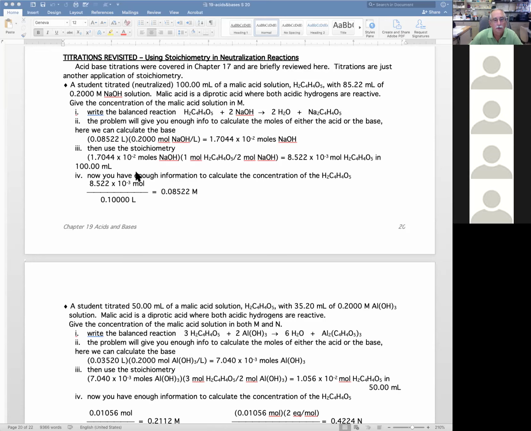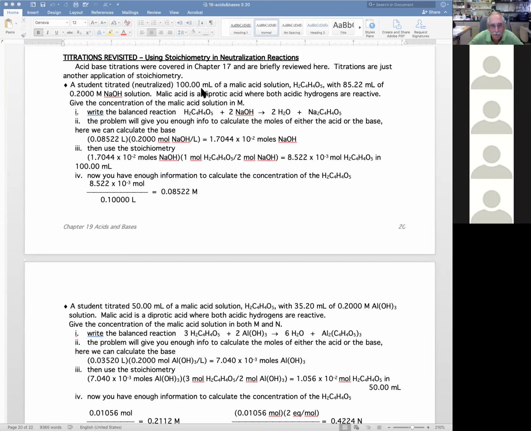So let's just do one. A student titrated 100 milliliters of a malic acid solution with 85 milliliters of a 0.2 molar hydroxide solution. So give the concentration of the malic acid solution. So we have to write the balanced reaction, and then we have enough to calculate either the moles of the acid or the moles of the base. So let's figure out what we have.